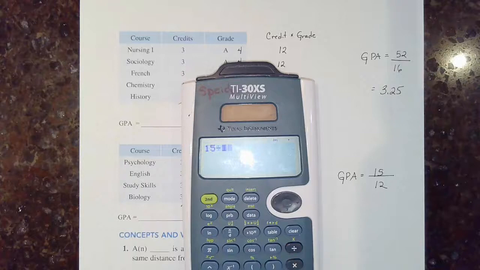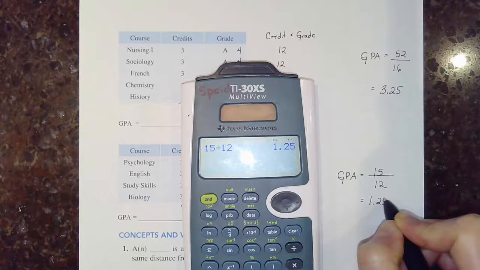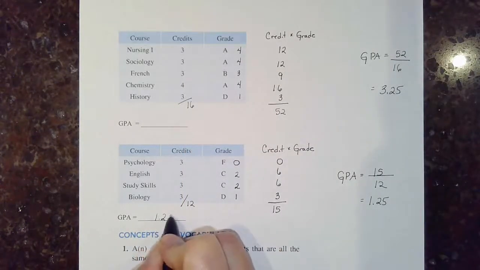This person got a 1.25 GPA. I should put these here. Always to 2 decimals. Okay, guys? Always round it to 2.